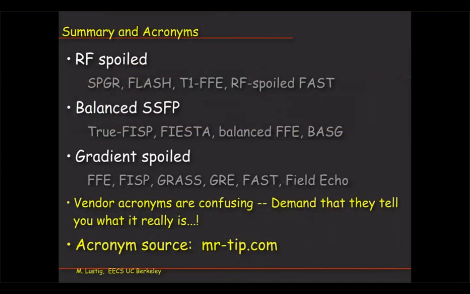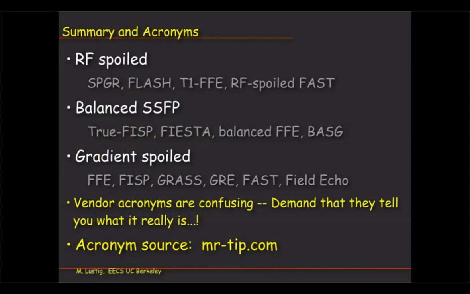Yeah, just a little bit about names. So RF spoiled sequences have many names. Very common is SPGR on GE sequences, or Flash on Siemens, and I think T1FFE is Philips. Balance SFP is called TrueFisp on, I think, Siemens. Fiesta, that's the GE version of it.